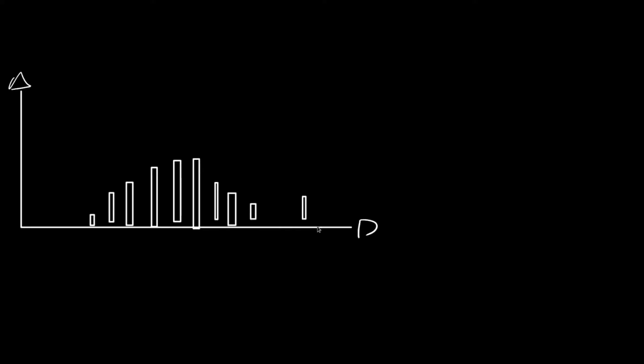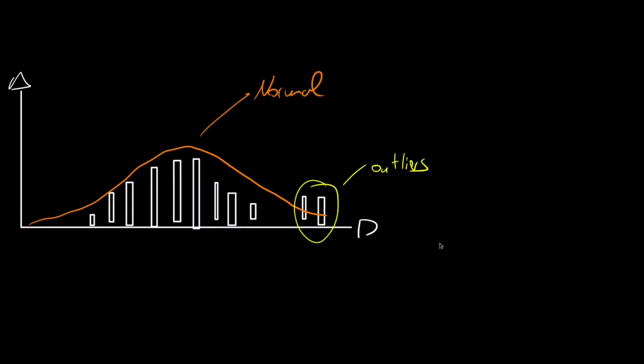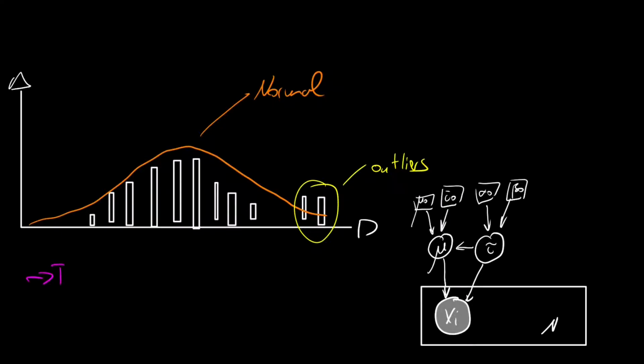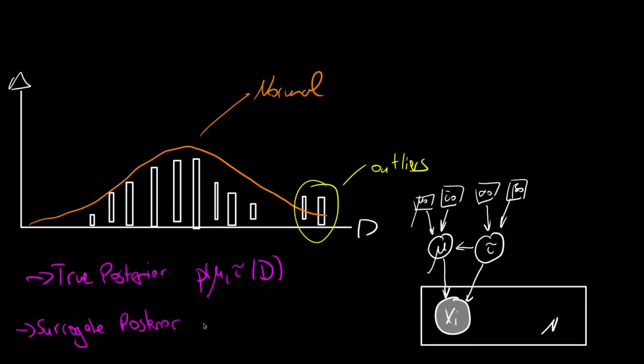We looked at some data for which we created a bar chart. We saw the data was normally distributed, but there are some outliers. We created a directed graphical model in order to incorporate prior knowledge on our latent parameters mu and tau. We found a true posterior as well as a surrogate posterior. Now we want to implement both of them and compare their performance.